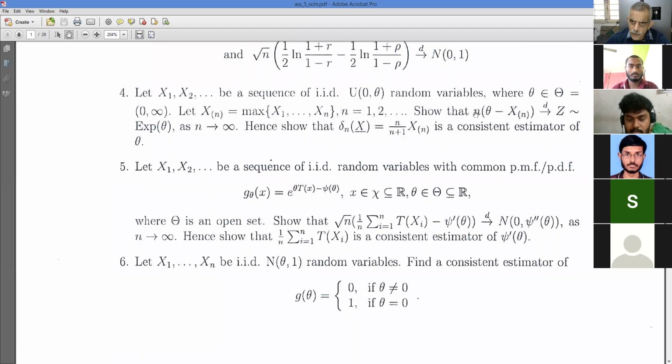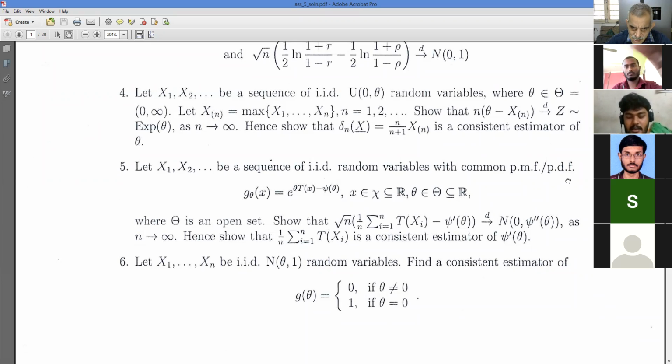Yes, you should use that, because once you have shown that n times theta minus xn goes in distribution to z, then theta minus xn would be nothing but 1 upon n into n times theta minus xn. n times theta minus xn goes to z and 1 upon n goes to 0. That means theta minus xn will go in probability to 0 by Slutsky's lemma. It is equivalent to saying that xn goes in probability to theta. Xn goes in probability to theta and n upon n plus 1 goes to 1. Then you know that if Cn goes to C and Xn goes to X in probability, then Cn Xn will go to CX. So that is why this will go to theta. Is that okay? Yes, sir.